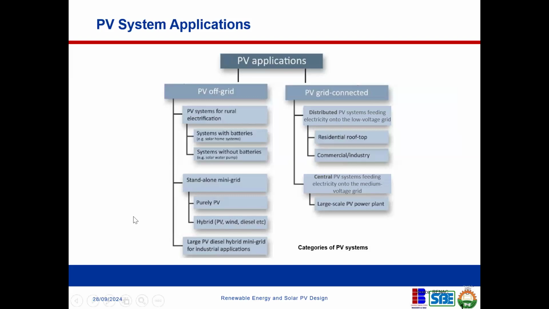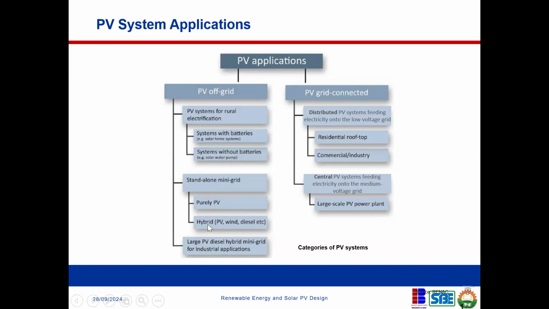So here is a further breakdown of off-grid and grid-connected PV systems. In off-grid systems, PV systems for rural electrification, systems with batteries, all of these are off-grid systems. I don't know if it makes sense for me to read through all of this. You're going to have this slide. You can go through them. I will just give an overview or a description of what is being presented. So we have standalone mini grid, we have pure PV, we have hybrid.